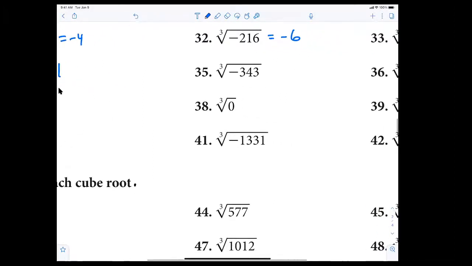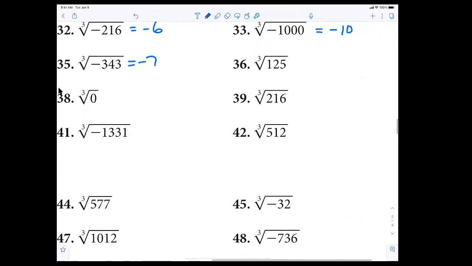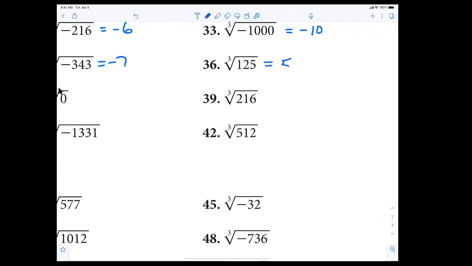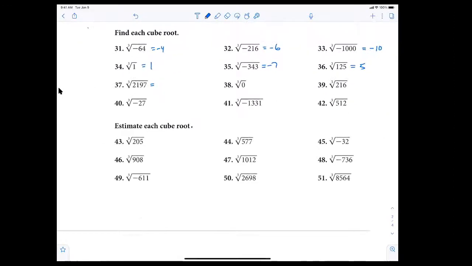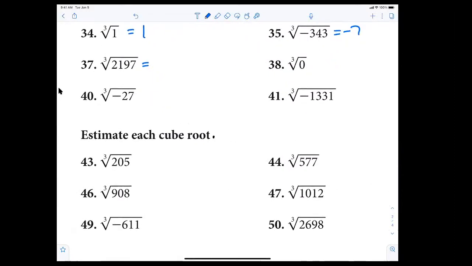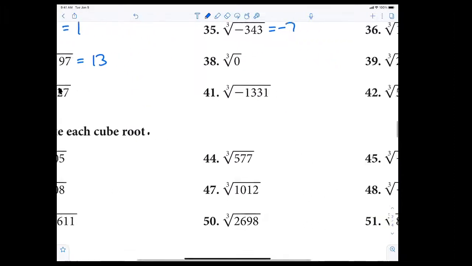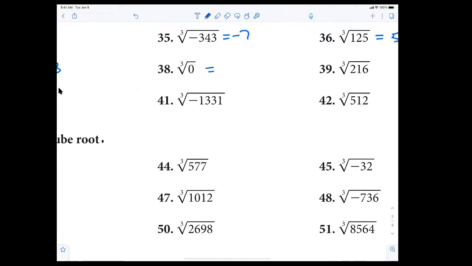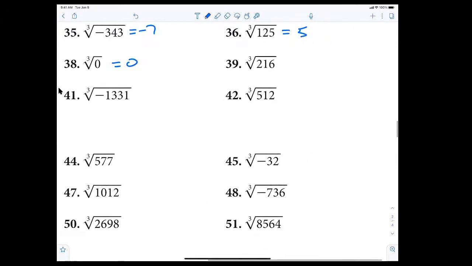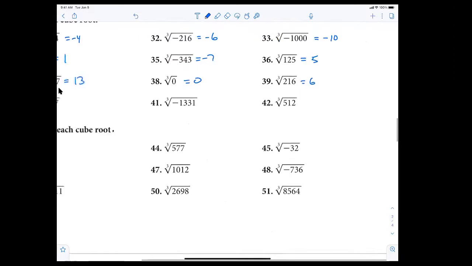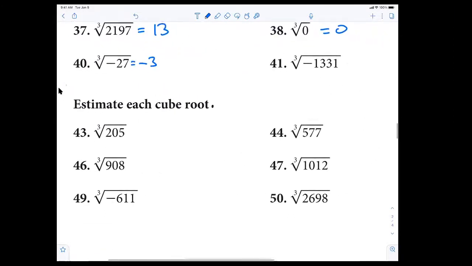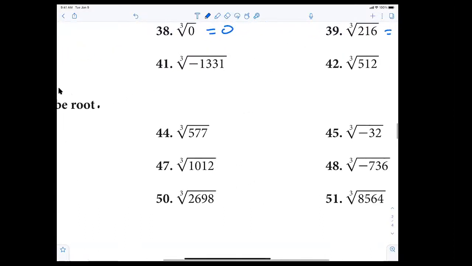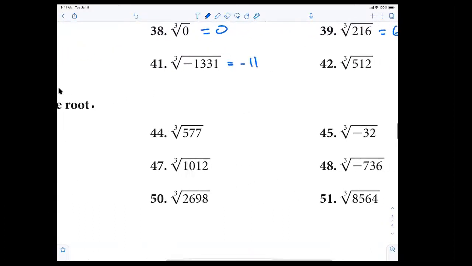35, Trimble. Negative 7. And Ava 5. And Jensen. Negative, oh, we're on 37, right? 37. 13. 38. Yep. 39, 6. And 40. Negative 3. 41. Good.